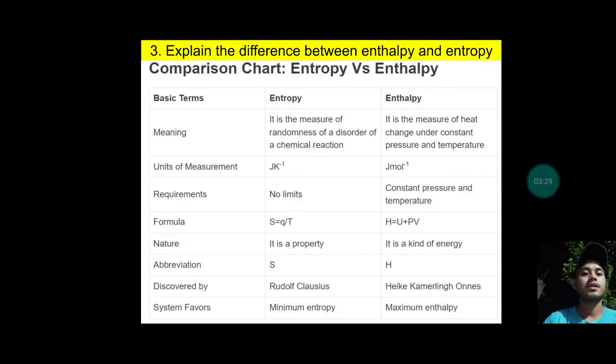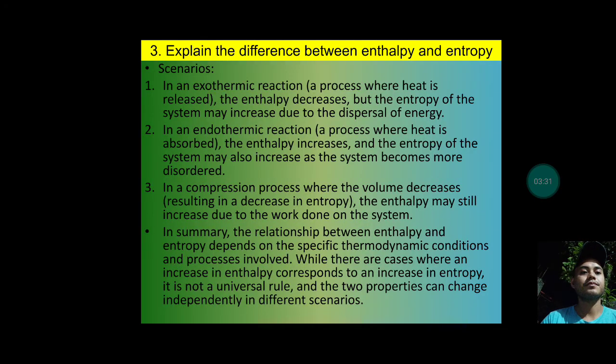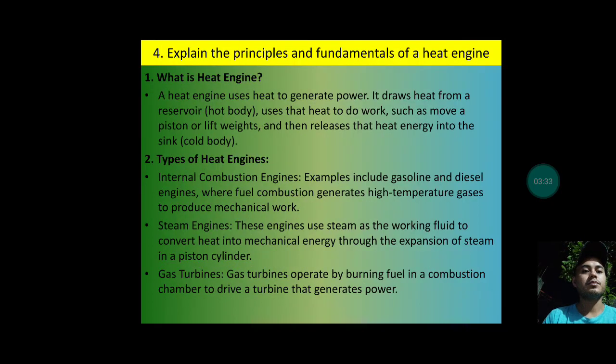Next, explain the principles and fundamentals of a heat engine. A heat engine uses heat to generate power. It draws heat from a reservoir, uses that heat to do work such as move a piston or lift weights, and then releases that heat energy into the sink. This was already discussed in our previous topics.